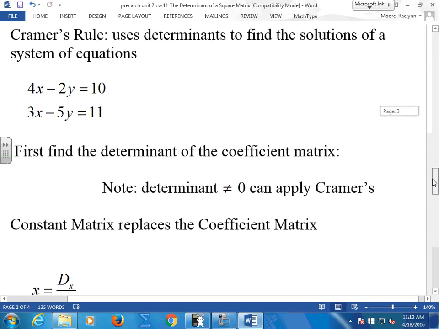Okay, now, we have a rule called Cramer's rule. Cramer's rule uses the determinant to also solve systems of equations. It says if you find the determinant of your whole problem, with your coefficients, and then replace that column, you should be able to solve for your x and your y and use your determinant to figure this out.